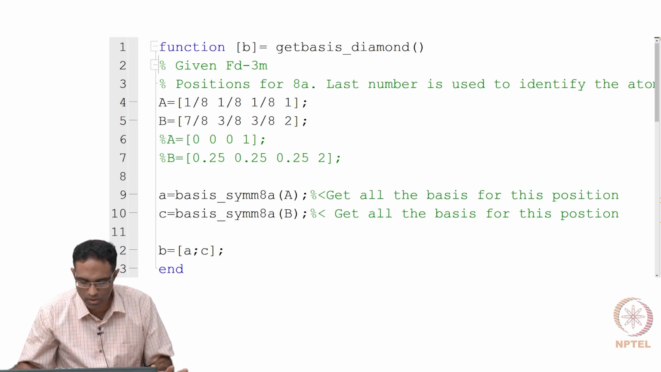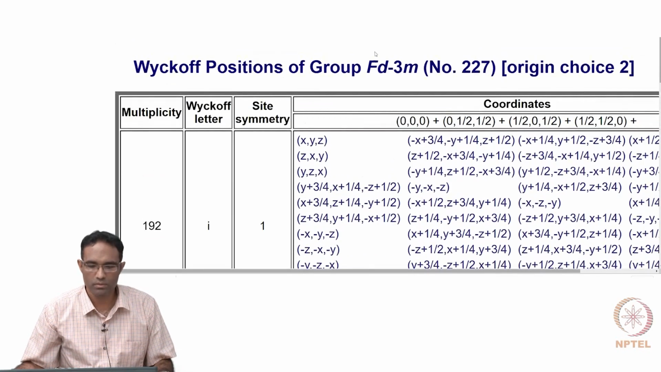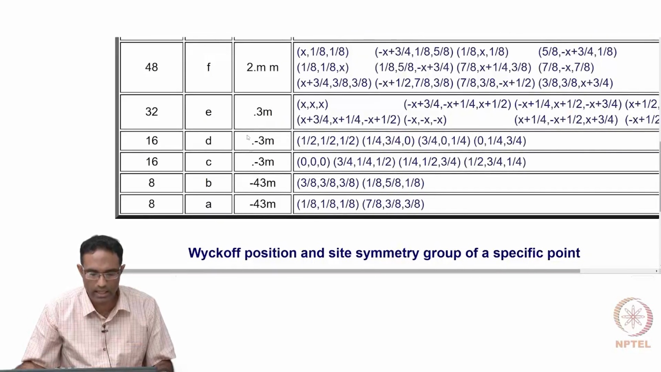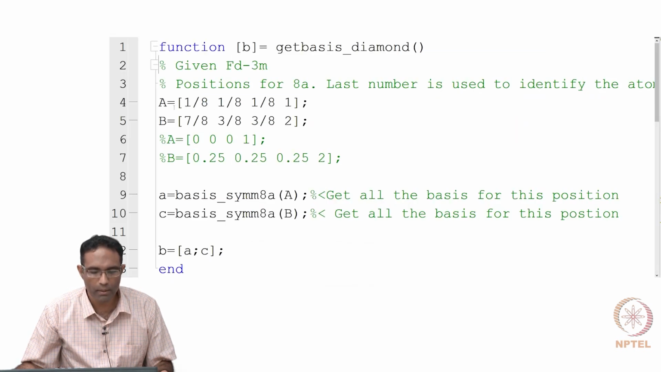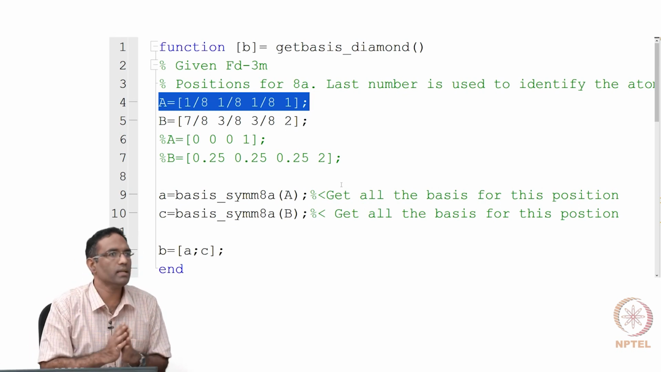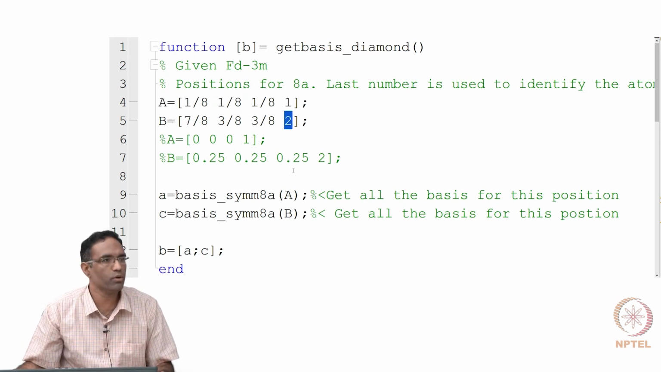So now let us go to our crystallographic website, okay, and look at our space group FD3 bar M, which is number 227. Okay, and in that I said that it is belonging to position 8A. So at 8A there is one atom at 1 by 8, 1 by 8, 1 by 8, another one at 7 by 8, 3 by 8 and 3 by 8. So what I do there is I go to my MATLAB program and I give one atom at 1 by 8, 1 by 8, 1 by 8 followed by a 1, telling that is of atom type 1. Okay, and then B is 7 by 8, 3 by 8, 3 by 8 and followed by a 2, indicating that is of atom type 2.